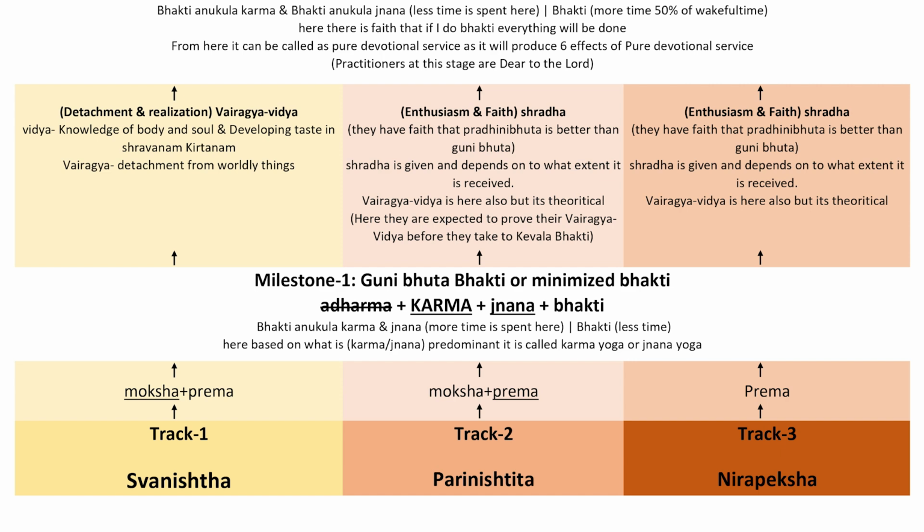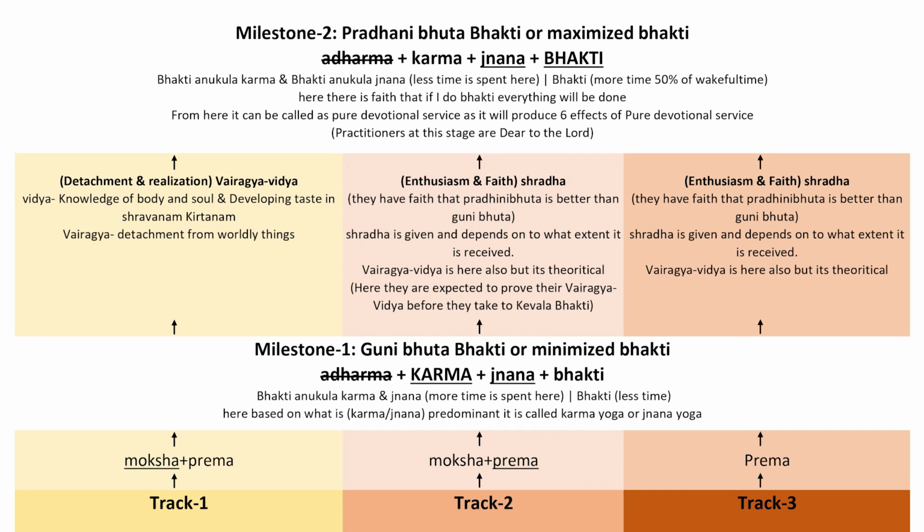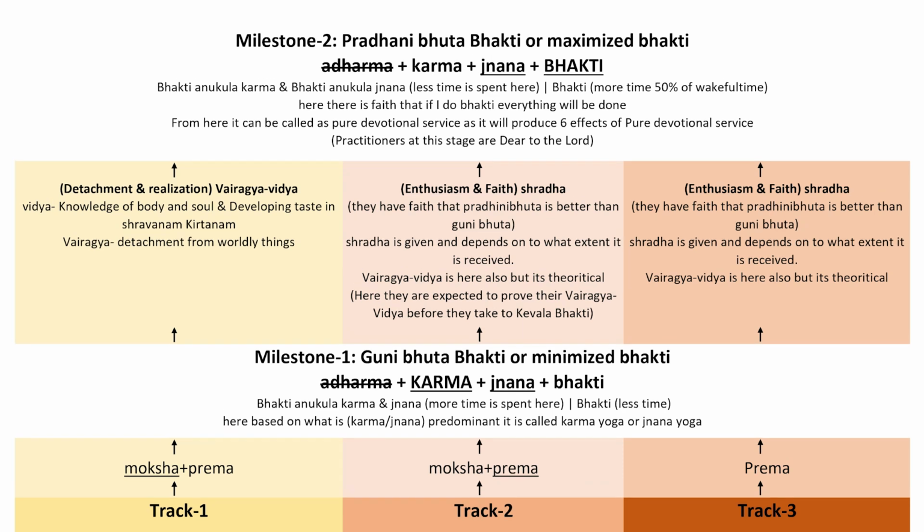Where, if karma is more, it is called as Karma Pradhan Karma Jnana Bhakti. If Jnana is more, it is called as Jnana Pradhan or Jnana Yoga. And that is what is here. Then from here, when they get good amount of realization, so by the way, we are talking about Swanishtas, they go higher. When they get proper Vairagya and Vidya, they go to the next level. That is Pradhani Bhuta Bhakti. So now this very, very important point is Karma Yoga, Jnana Yoga, Ashtanga Yoga, isme aayega. Minimized Bhakti. So first 6 chapters that we're discussing is minimized Bhakti or Guni Bhuta Bhakti.